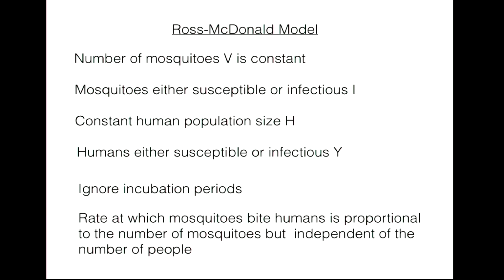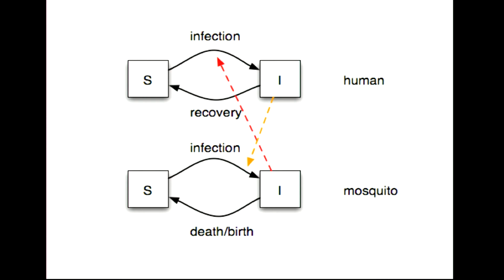You ignore incubation periods. And you say that the rate at which mosquitoes bite humans is proportional to the number of mosquitoes, but independent of the number of people. Okay, just each mosquito wants to bite. The more the mosquitoes are, the more the mosquito bites. Okay. So here is a sort of compartmental model description of what is happening.